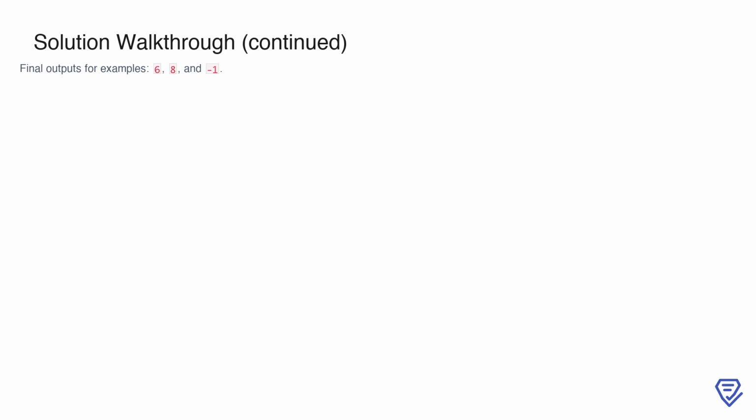To summarize, the BFS algorithm systematically explores all valid moves and rotations while ensuring the snake stays within grid boundaries and avoids obstacles. By maintaining a visited set, the algorithm avoids revisiting previously explored states, guaranteeing that the solution is optimal. For the examples we discussed, the outputs are 6 steps for the grid with no obstacles, 8 steps for the grid with obstacles, and -1 for the grid where the target cannot be reached.